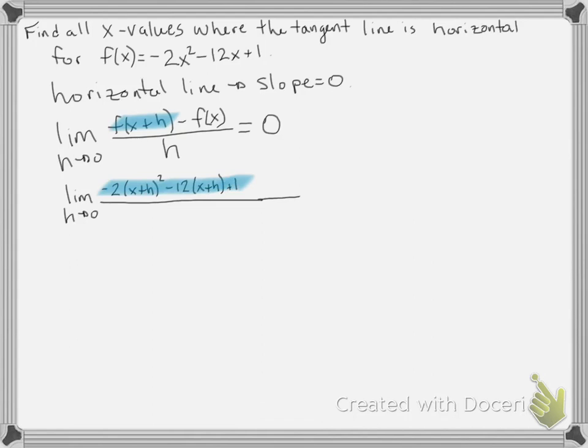Then I have to do minus f of x. F of x is my function, which is negative 2x squared minus 12x plus 1. So I'm going to do minus negative 2x squared plus 12x minus 1, because that's what f of x is. No, minus 12x, not plus 12x. Clear that, and now we're good. So all of that is over h, and I know what that equals. That has to equal 0.